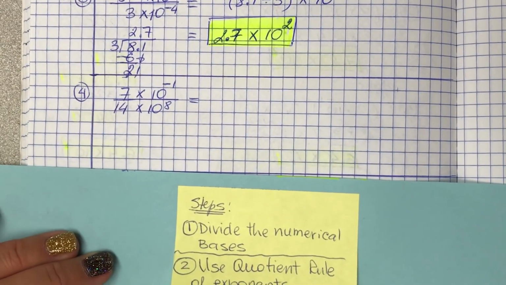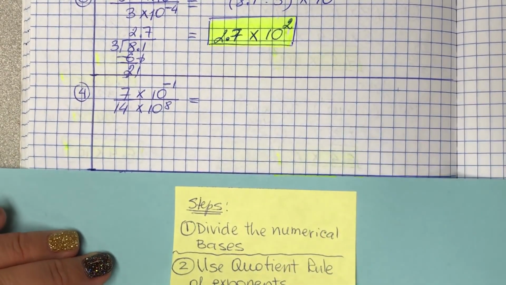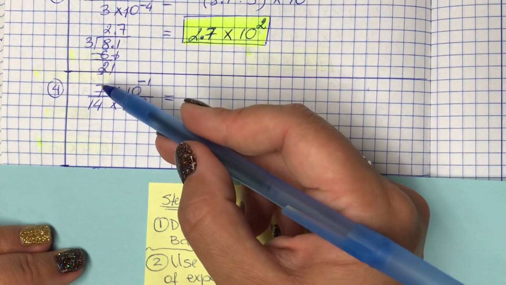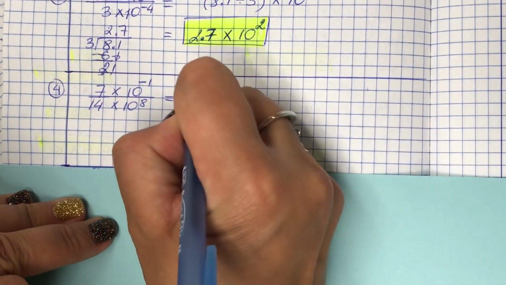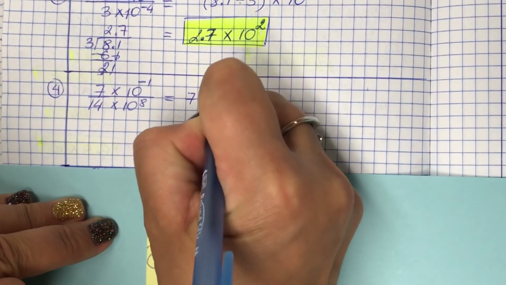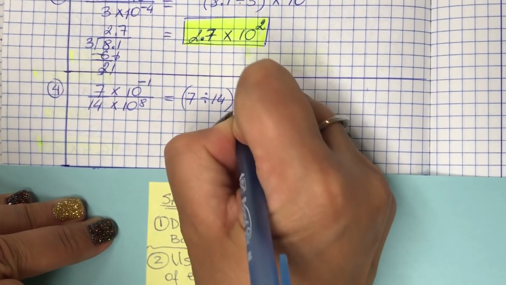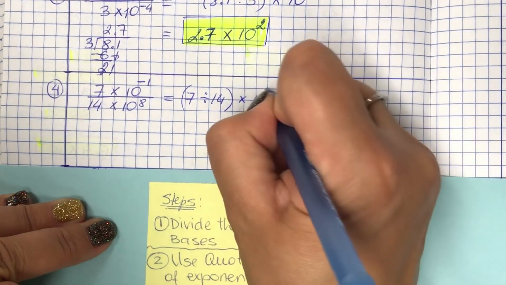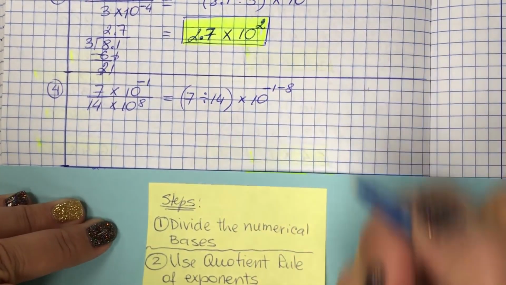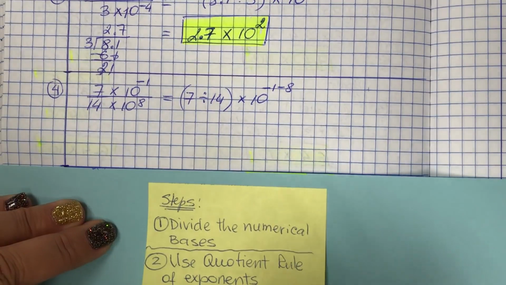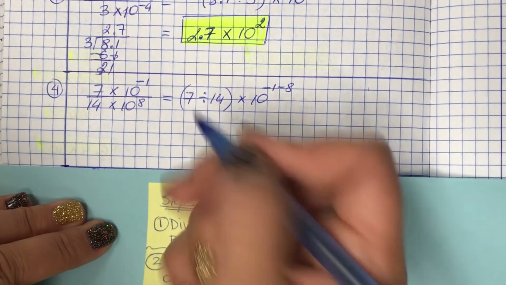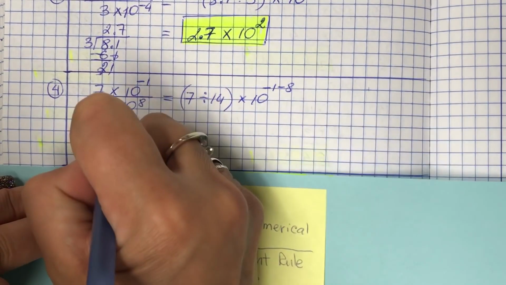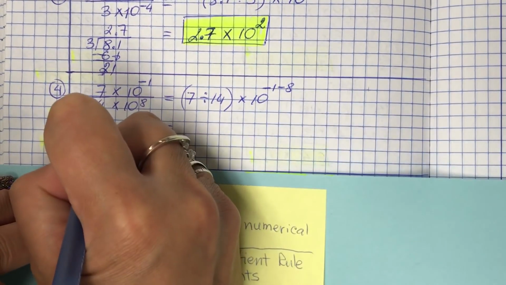Next example, we have another fraction. Fraction means division. If I have to divide 7 by 14, the numerical basis, and quotient rule for the powers of 10, negative 1 minus 8. Keep the base, subtract the exponents. Then I have to do my division. 7 divide by 14.